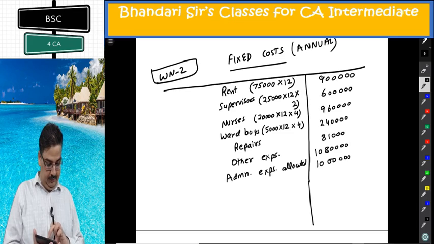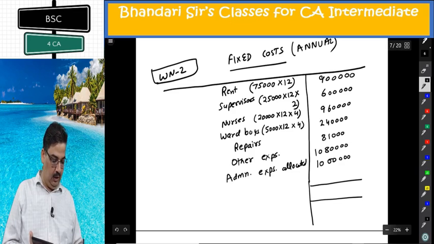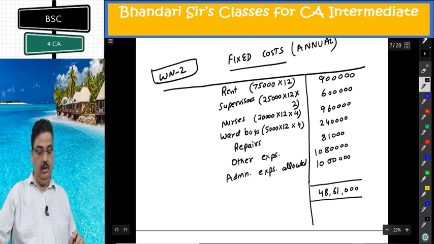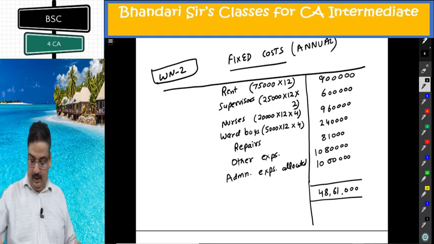240, 81,000, 1080, 10 lakh. I am getting 48 lakh 61,000. This is the fixed cost that I am getting.